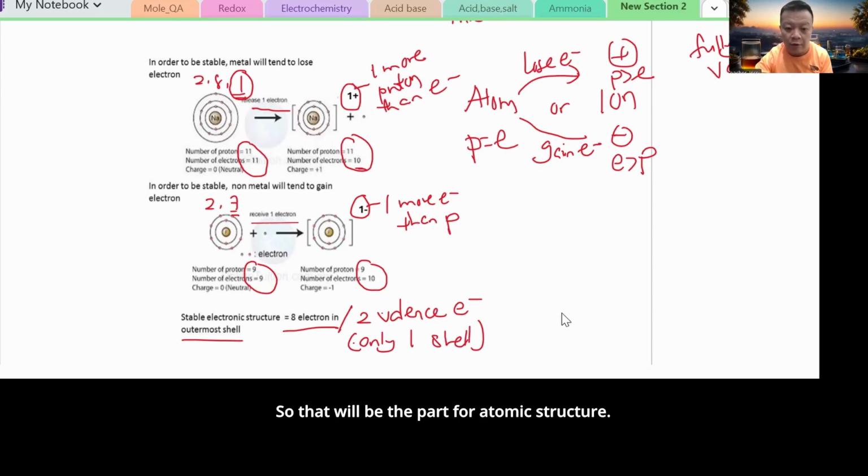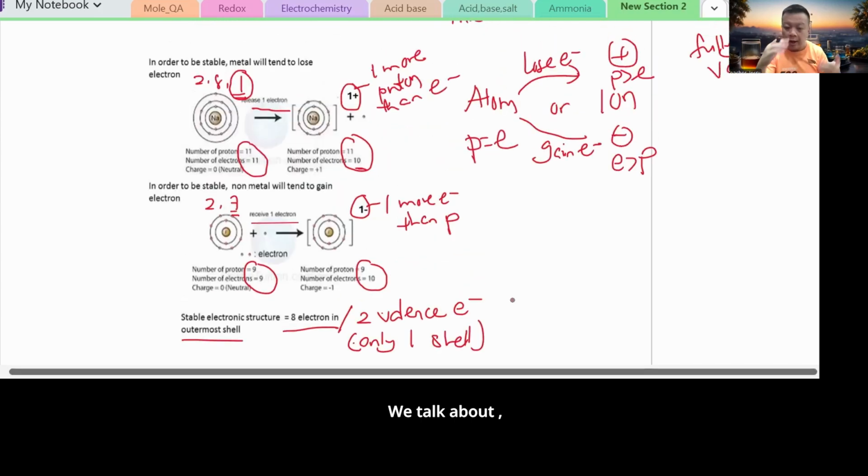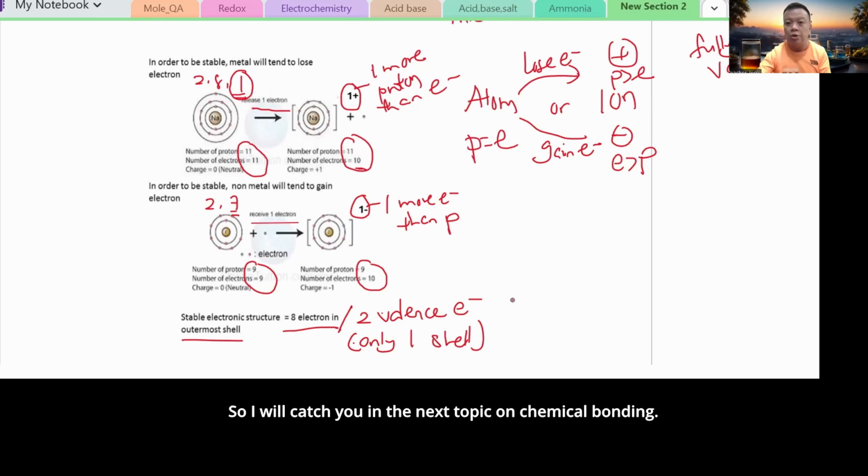All right, so that will be the part for atomic structure. We talked about atoms, isotopes, the term isotopes, and then why they form ions is to be stable. So I will catch you in the next topic on chemical bonding.